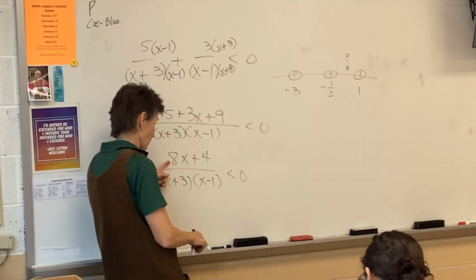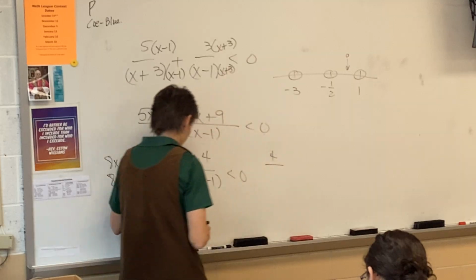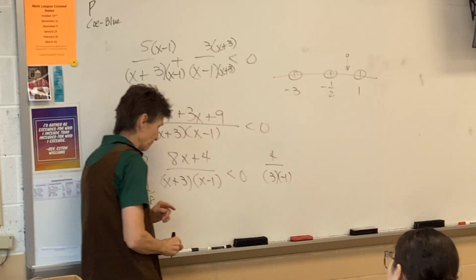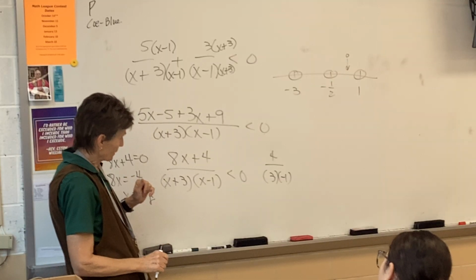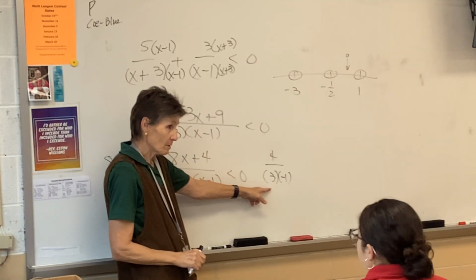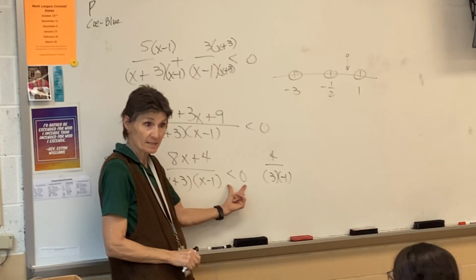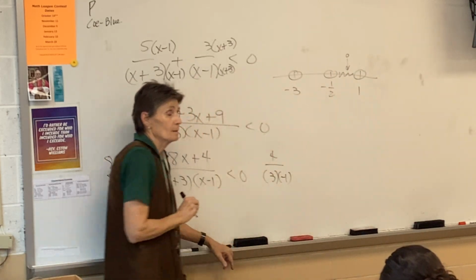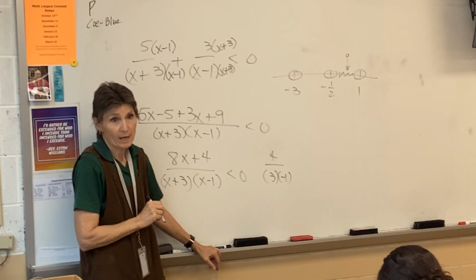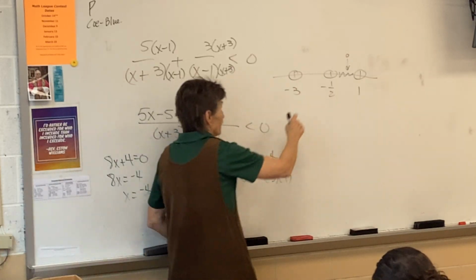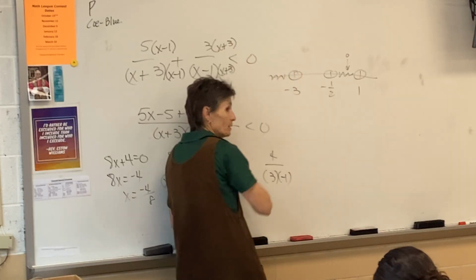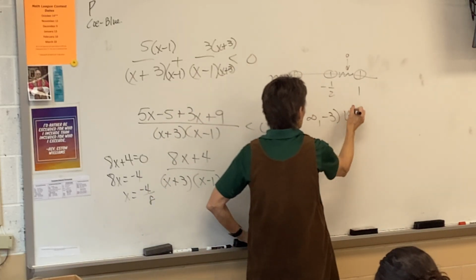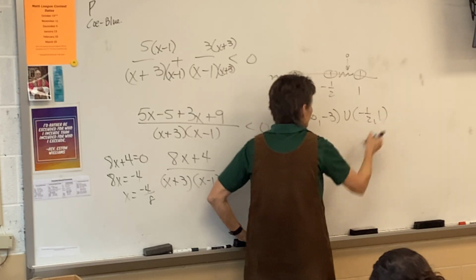So I put in 0. I get 4 over 3 times negative 1. That's a negative number. That's less than 0. So I'm gonna shade that section. So what else is shaded? Not that one. This one? So negative infinity, negative 3, negative 1/2.